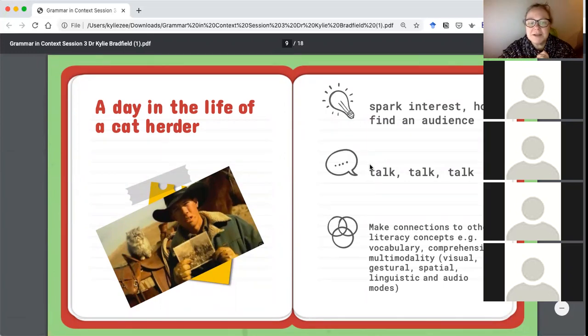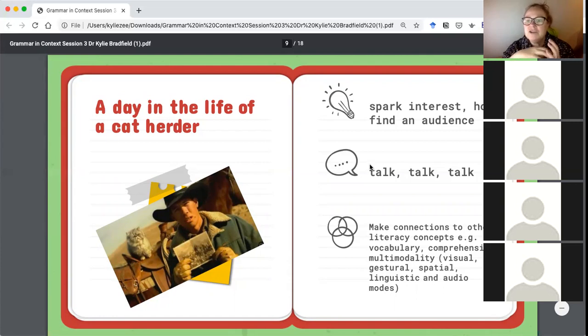I went into one teacher's classroom. She had a group of students who were very reluctant writers. She could barely get half a page out of them. Can you imagine what happened when I went in with my cat herder story? We were writing pages and pages, and she couldn't believe that a simple kind of spark could get them writing.